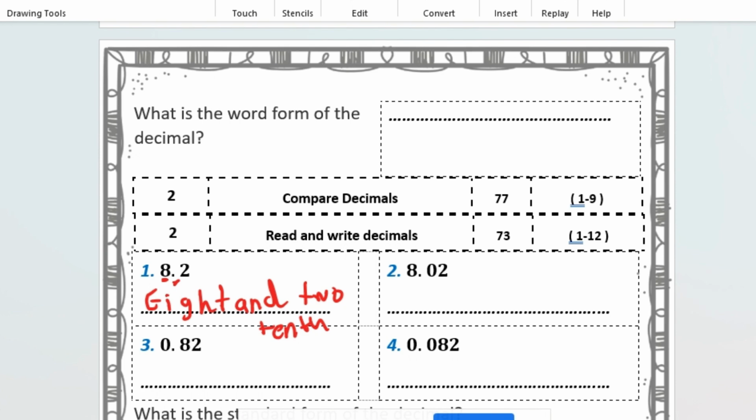Okay. Here we have 8. Of course, the period is pronounced and. We have here 02. How do we read 02? Since they are two numbers, it's hundredth. The first one, the zero, we don't say anything, we just skip it. So it's two hundredth.